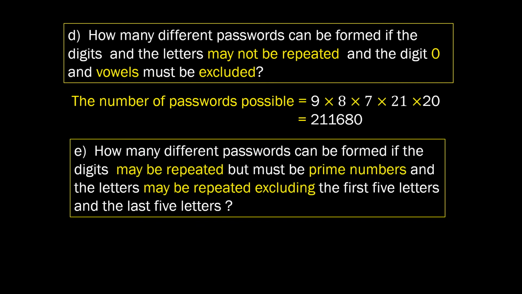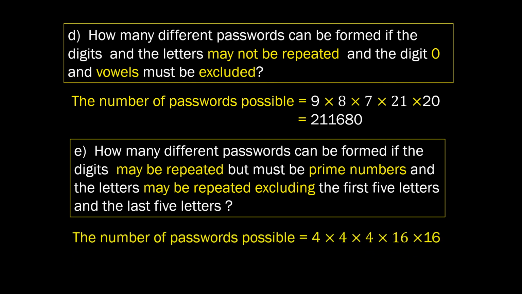And then lastly, how many different passwords can be formed if the digits may be repeated, but must be prime numbers? Only the prime numbers are allowed. And the letters may be repeated, excluding the first 5 letters and the last 5 letters. So prime numbers, how many? Only 4. And for letters, leave the first 5 and the last 5. That is 10. 26 minus 10 is 16. So we get the answer.